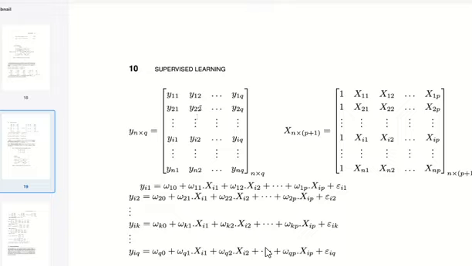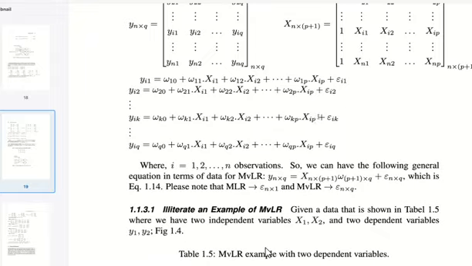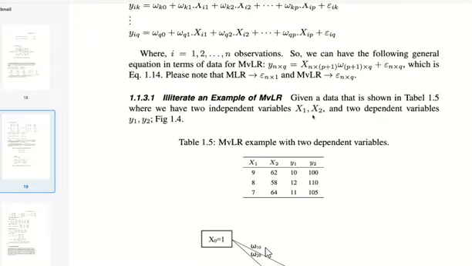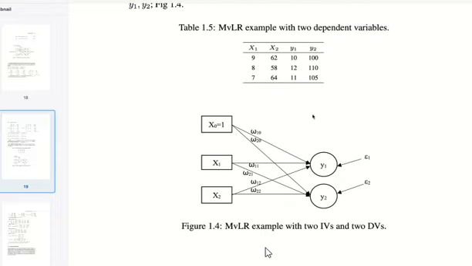Now we can have the y matrix and the x matrix. But here I'm showing you one simple example with two dependent variables and two independent variables. If you look at table 1.5 and figure 1.4, you see we need these six weights: omega 10, omega 20, omega 11, omega 21, omega 12, omega 22. If we can find these values, we don't need to go for a complex formula.